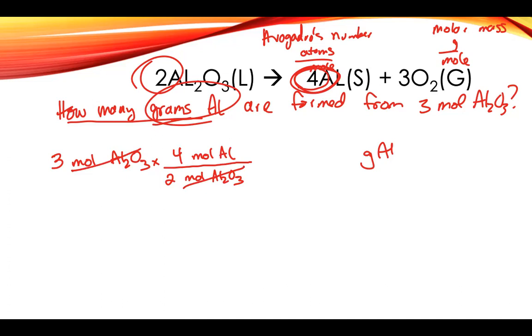So I have canceled moles of Al2O3, but now I have moles of Al, and I need grams of Al. Well, now I can use molar mass. So I have grams of Al, and it's 1 mole of Al. How do I know how many grams? I go to the periodic table and find aluminum.